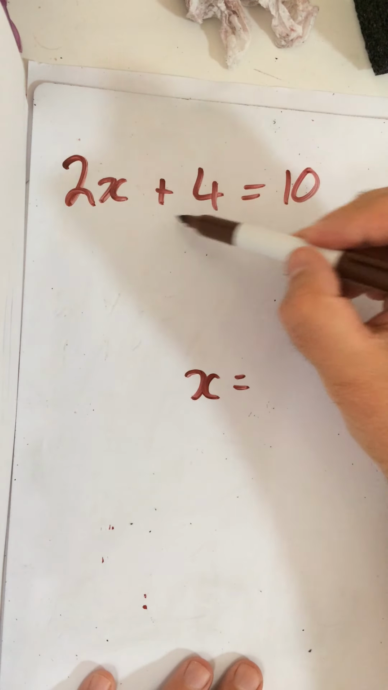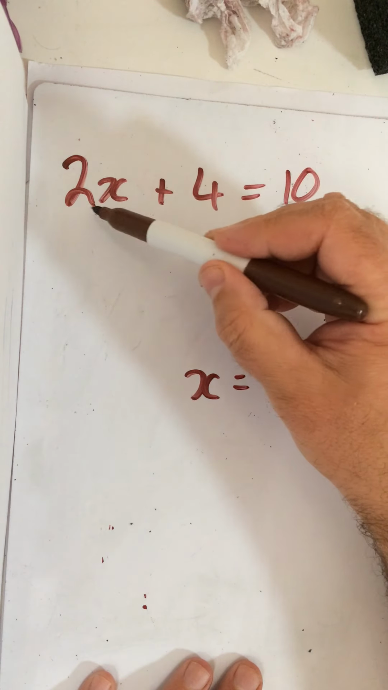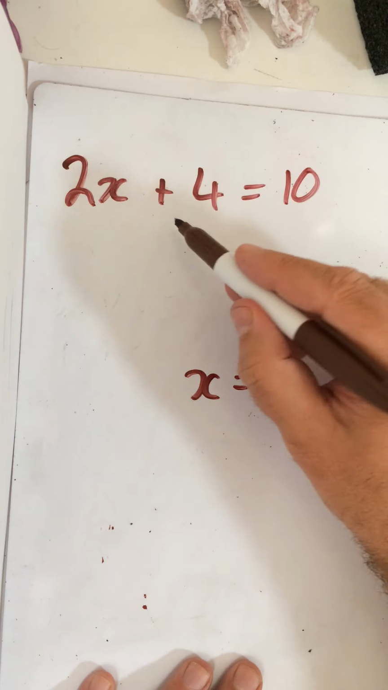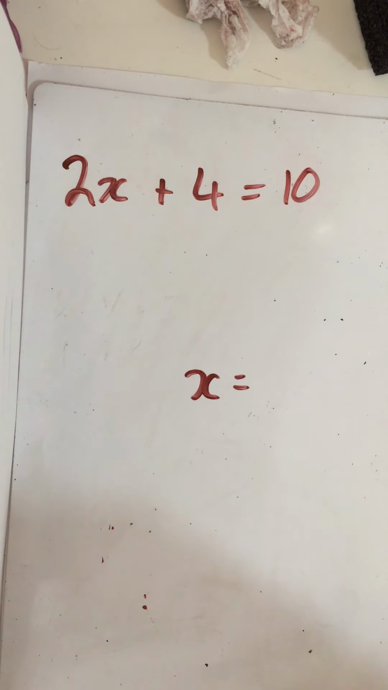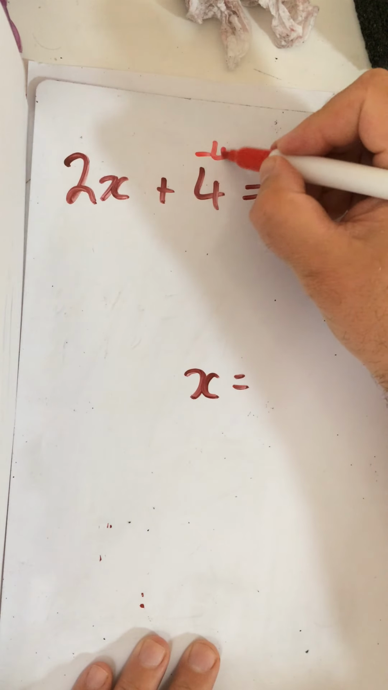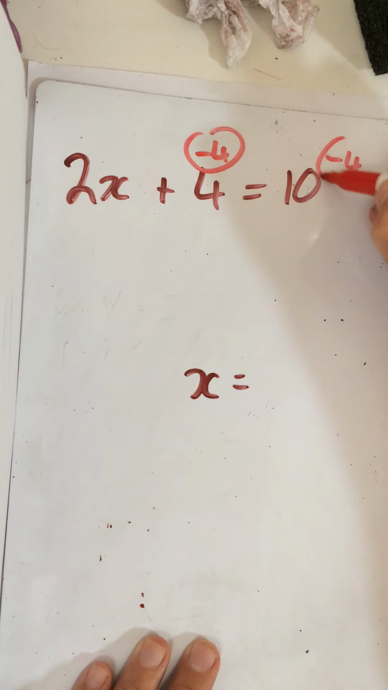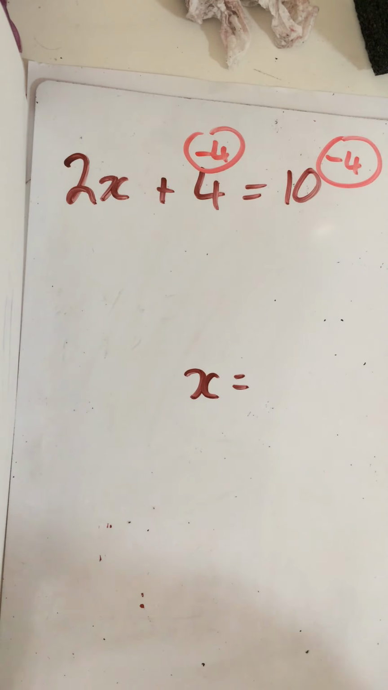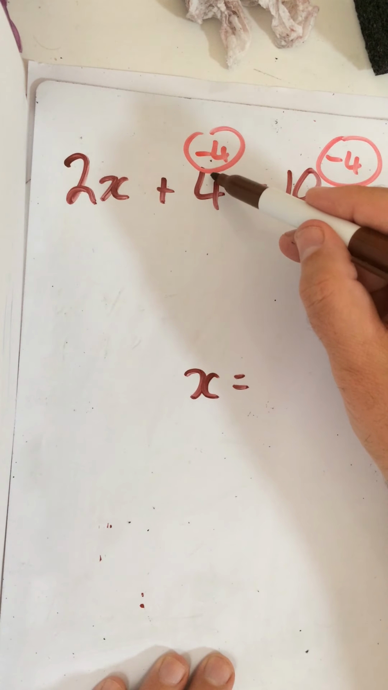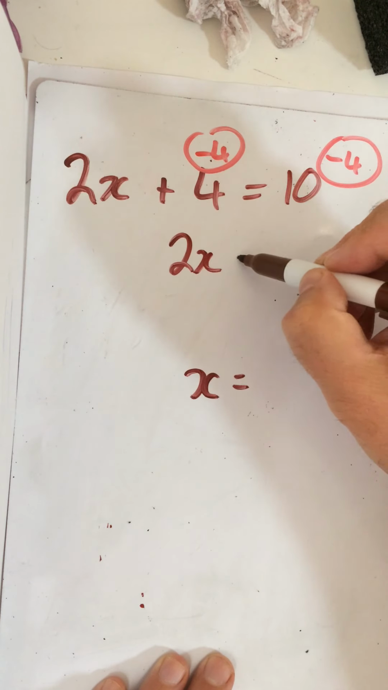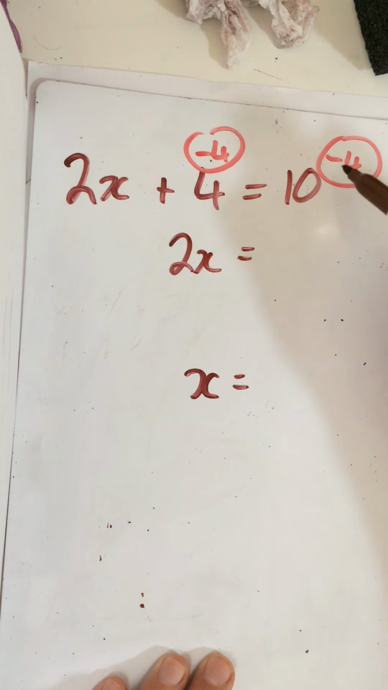So the first thing I'm going to get rid of is my whole number. I'm going to leave the value with the x till later. This is a positive 4, so I'm going to take away 4 from it. It's the balancing method, so I'm going to take away 4 on the other side as well. So 4 take away 4 gets rid of it completely. I've got 2x left on this side. 10 take away 4 is 6.